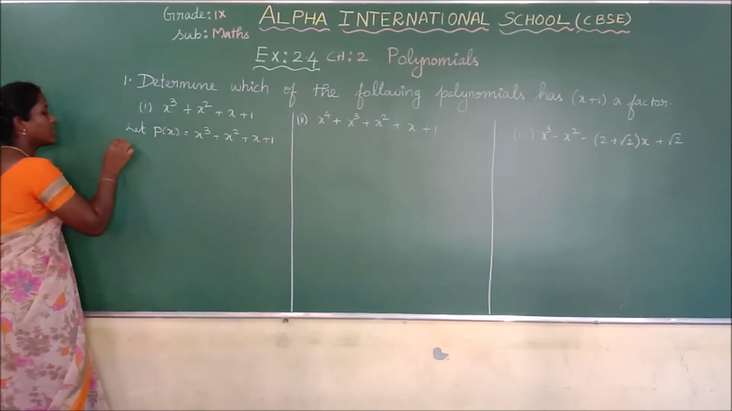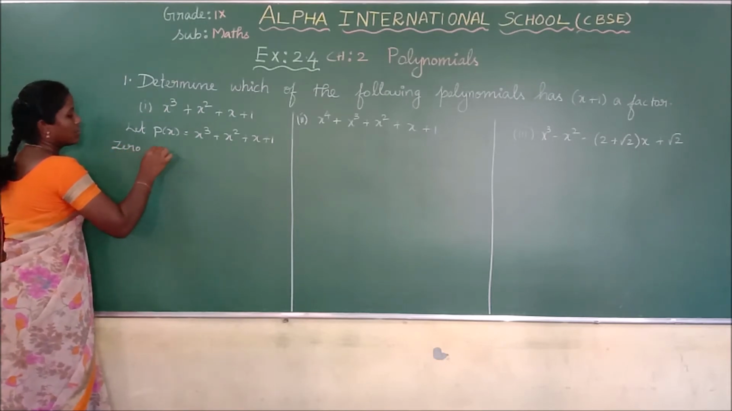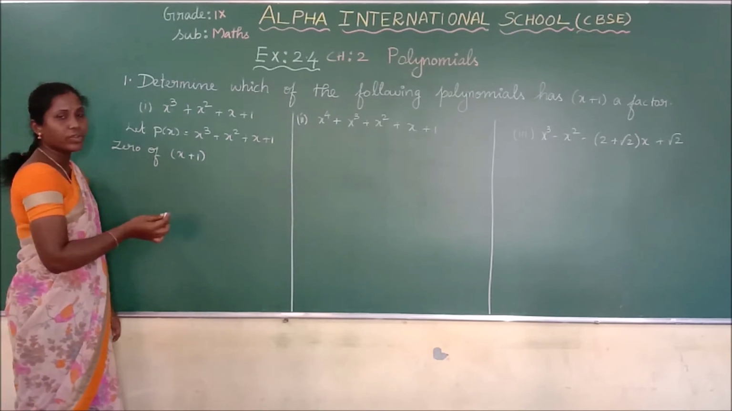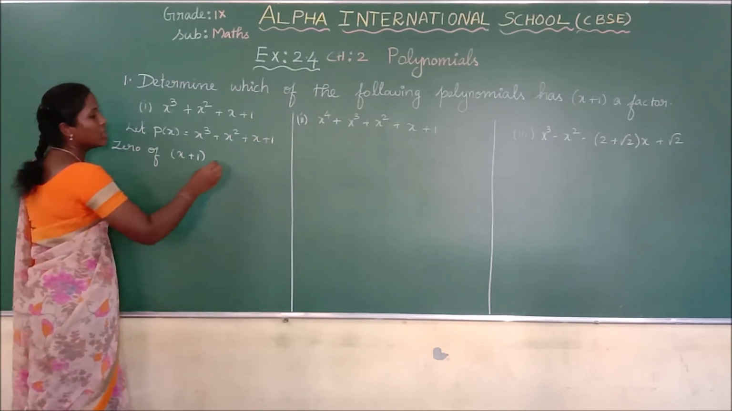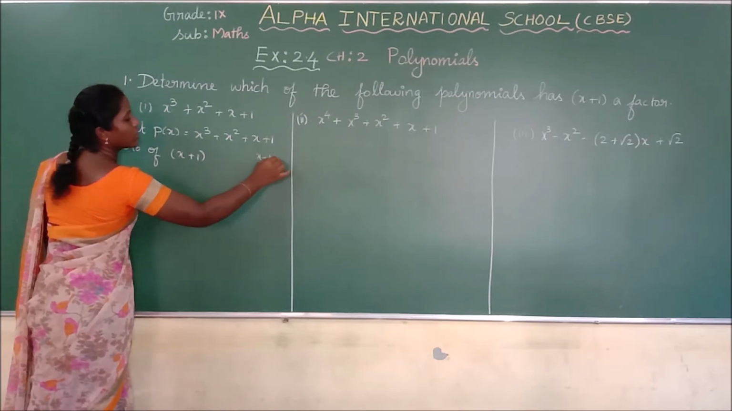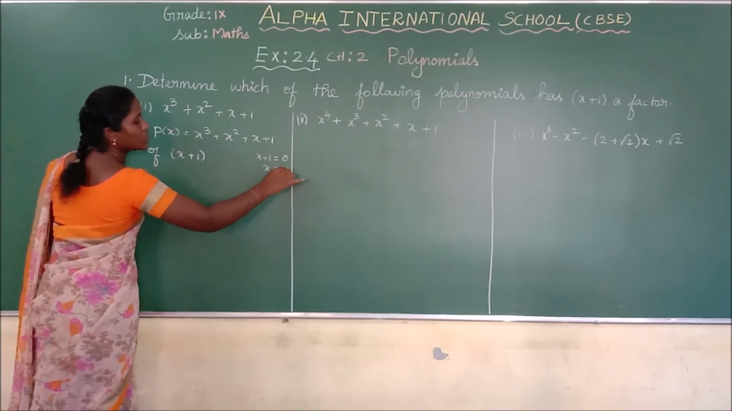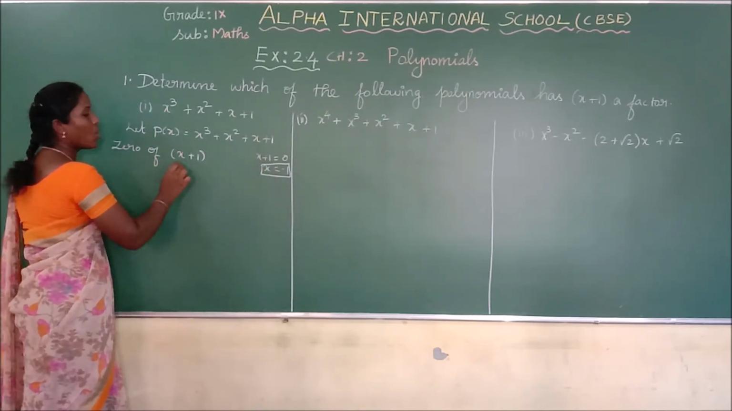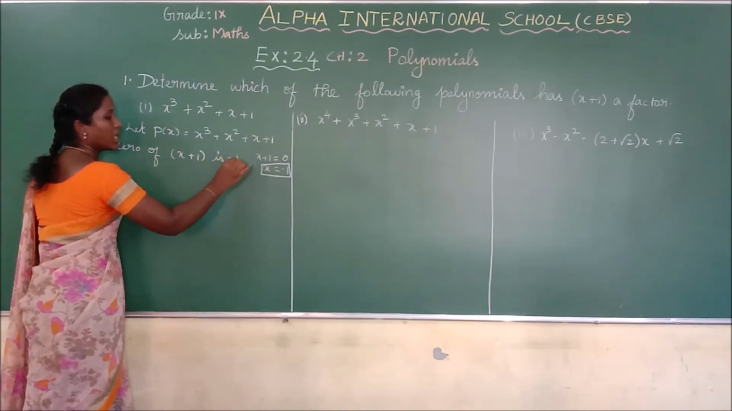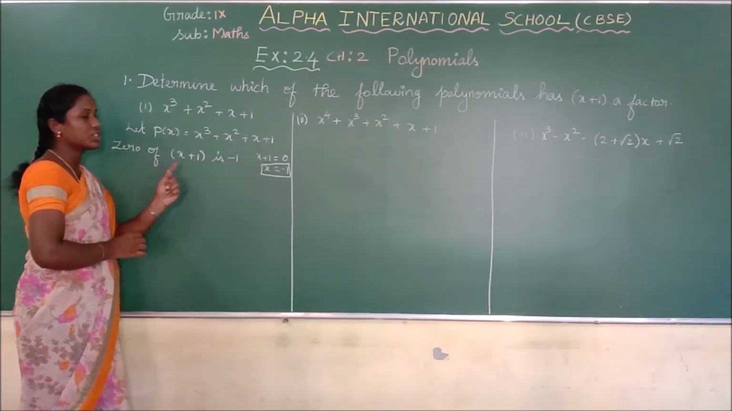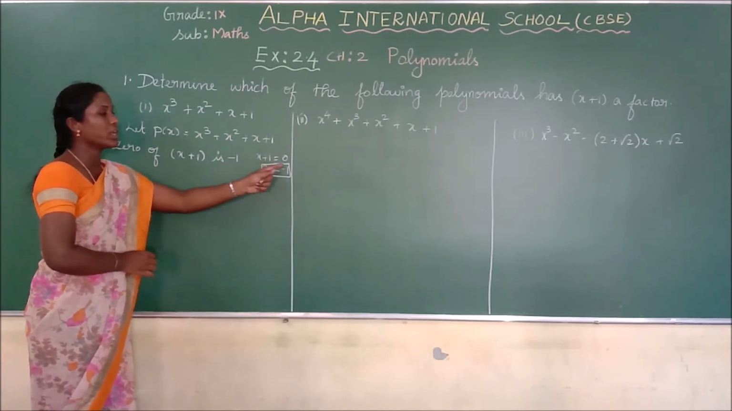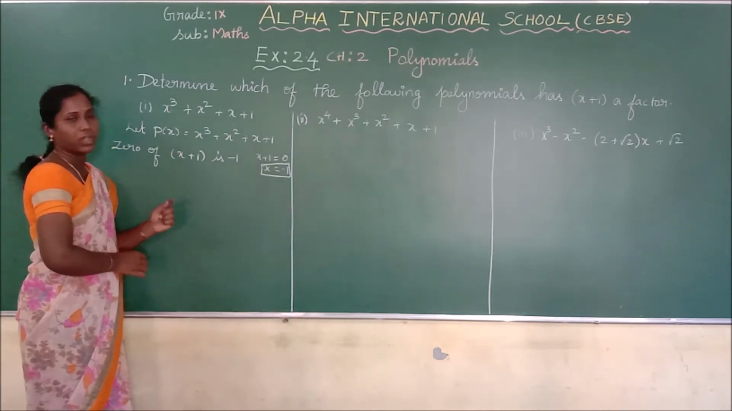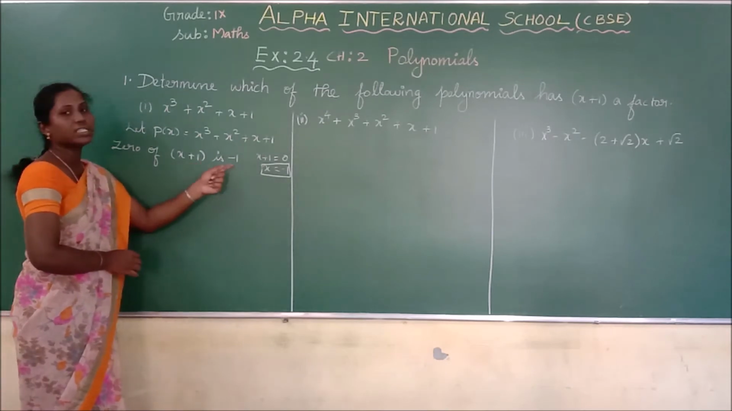Take the given polynomial as P of x. Next, we are going to find the 0 of x plus 1. What is the 0 of x plus 1? How will you find it? Just equate it to 0. If you equate x plus 1 equal to 0, the value of x is equal to minus 1. So this is called the 0 of x plus 1. Have you understood how to find the 0 of x plus 1? Just equate x plus 1 equal to 0. The value of x is equal to minus 1. That is the 0 of x plus 1.